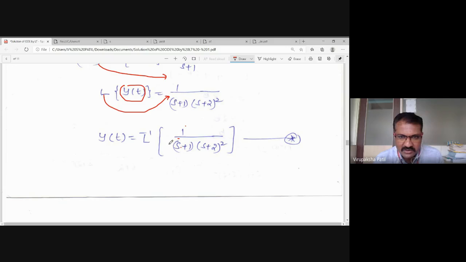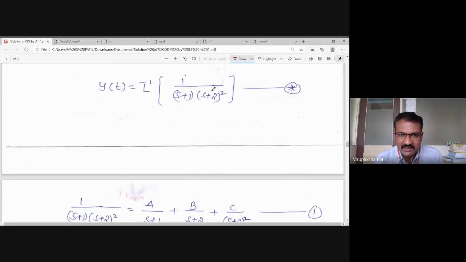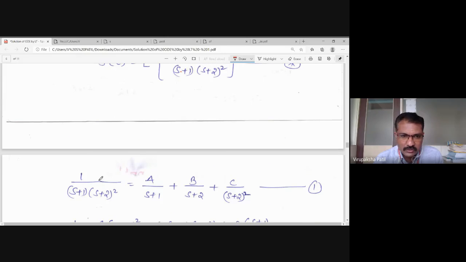Since it is a proper fraction, we should concentrate on what type of factors these are. One factor is a linear factor, another factor is a non-linear repeated factor. Of course, factorization is possible here. You can write this as (s+2) into (s+2). So three factors exist. One factor is repeated, another one is a non-repeated linear factor. This is a non-linear factor.